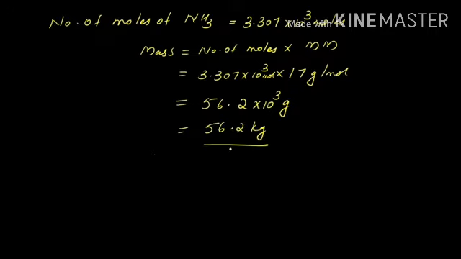All the values in the question were given in terms of kilograms. Because the masses of nitrogen and hydrogen are given in kilograms, we can also change it into kilograms. So it will be 56.2 kilograms. So 56.2 kilograms of ammonia is produced.